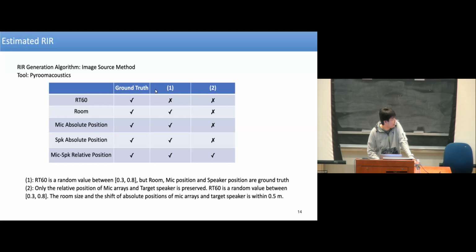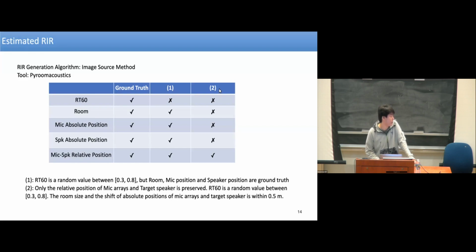So other than the ground truth, I also designed two scenarios for the RIR estimation. The first scenario, which I call the best case scenario, is that we only don't know the RT60, but all other information is known. It's called the best case because RT60 is a virtual parameter that reflects the materials of the room, which cannot be easily measured. So in reality, you cannot really guess what this number is. In this best case scenario, I just assume this number is a random number ranging from 0.3 to 0.8, which covers most cases we've seen for normal rooms. For the other things that we can measure, like the room size, the microphone absolute position, and the speaker's position, I assume that we get them correctly.